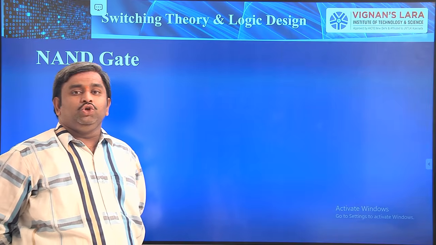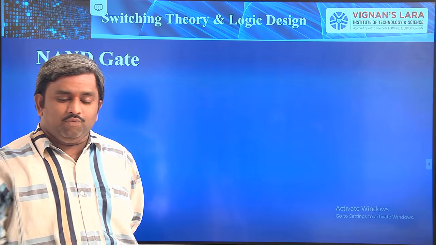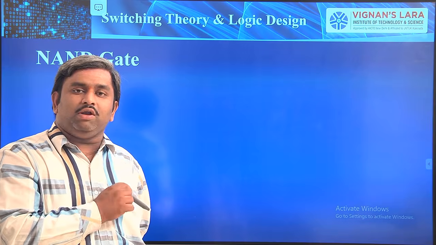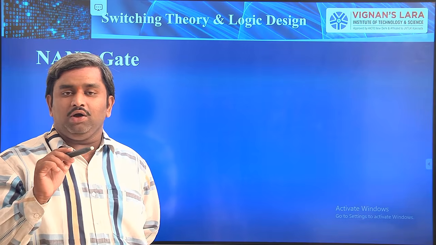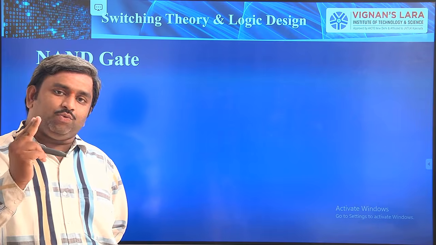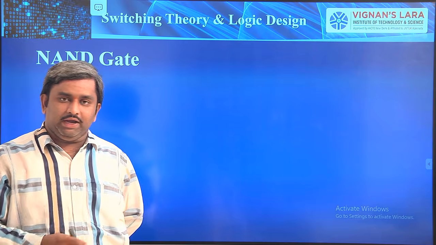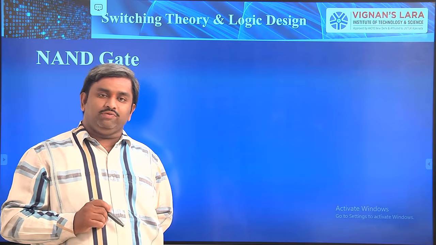Next, coming to universal gates. Why are we calling these universal gates? Under universal gates we have two concepts. One is the NAND gate and the second one is the NOR gate. First one is the NAND gate, second one is the NOR gate. These two gates are called universal gates.